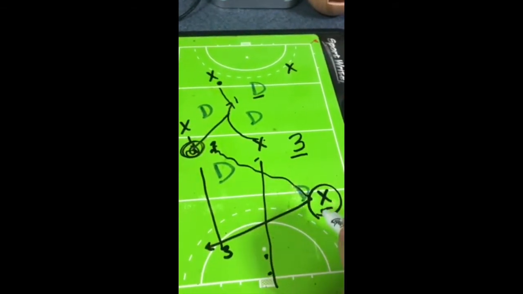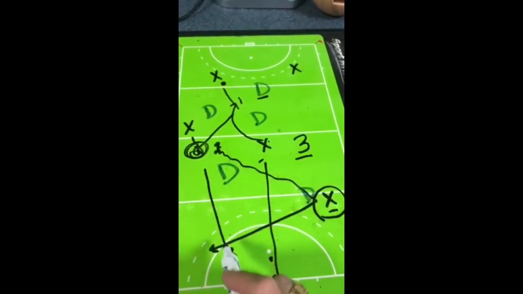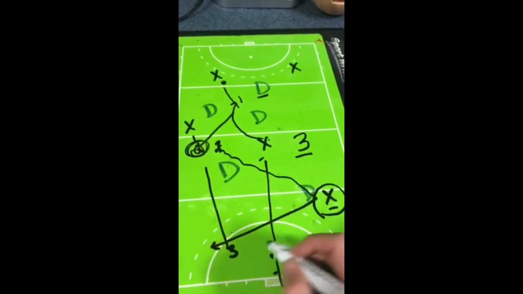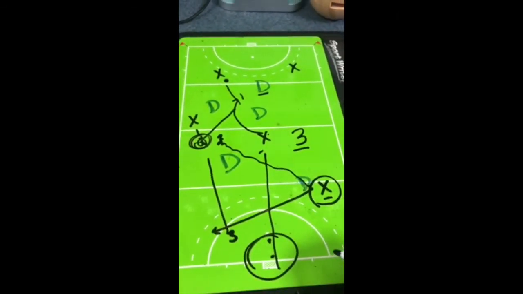Tell her to hold this width, make these deep through runs to get 1 or 2 passes ahead. And guess what? It's goal city, baby. She's going to be the one to score.